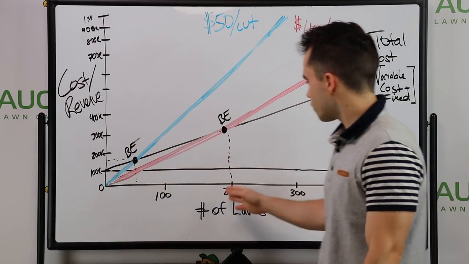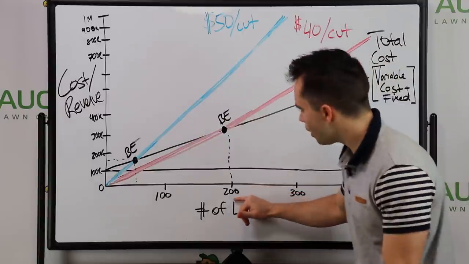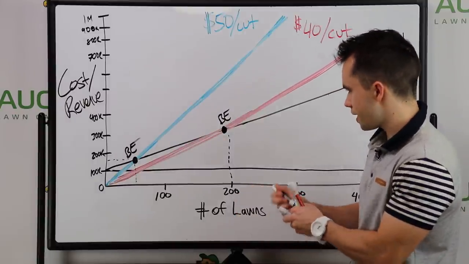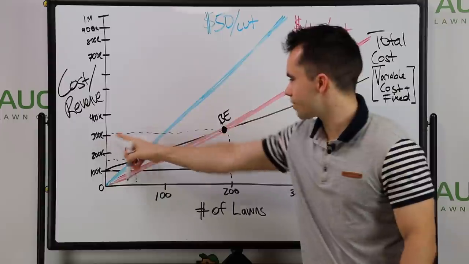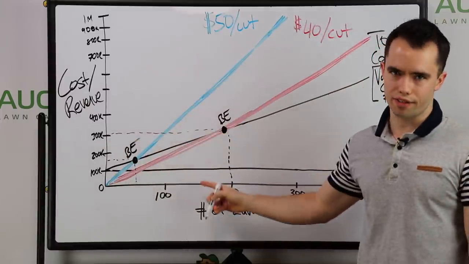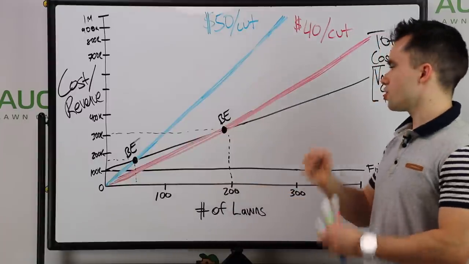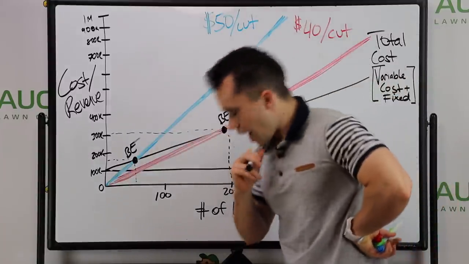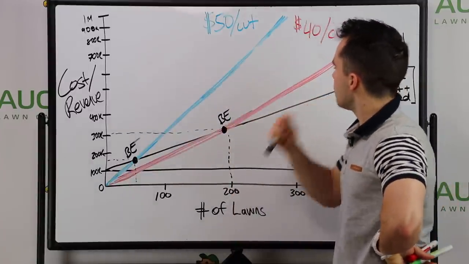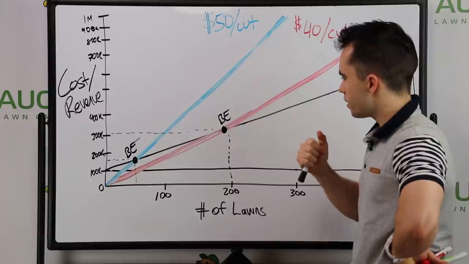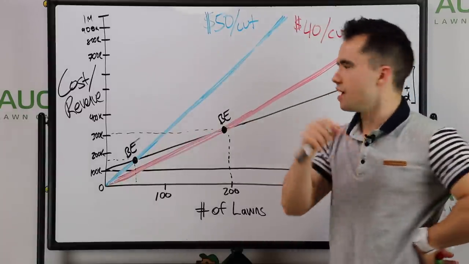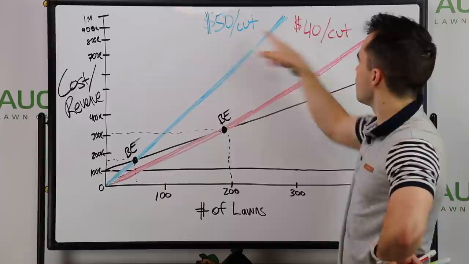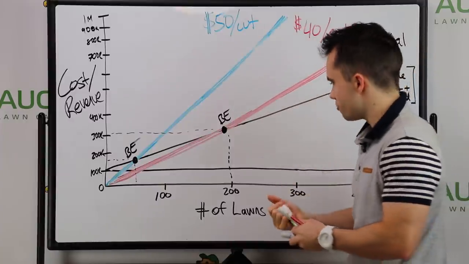All right, now let's go over to our first guy, though. He had to do 200 lawns, and just for the sake of this example, he had to do like $300,000 in revenue just to break even, okay? So now the question is, okay, well, I'm going to have a $50 cut. How much more would I make in profit when I get to 250 lawns if I have a $50 cut instead of a $40 cut? Well, let's do the math.